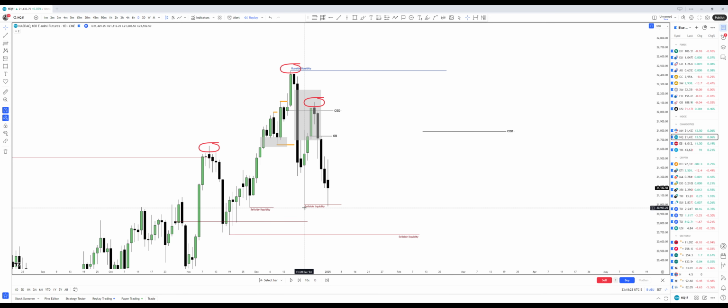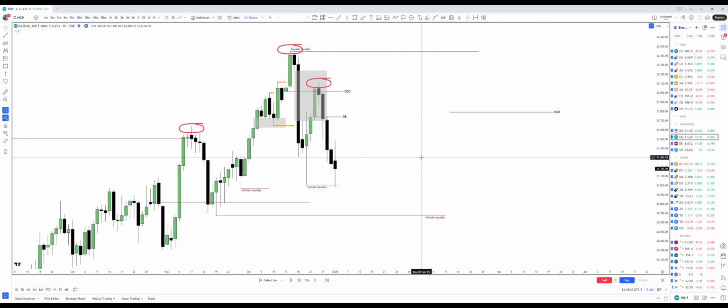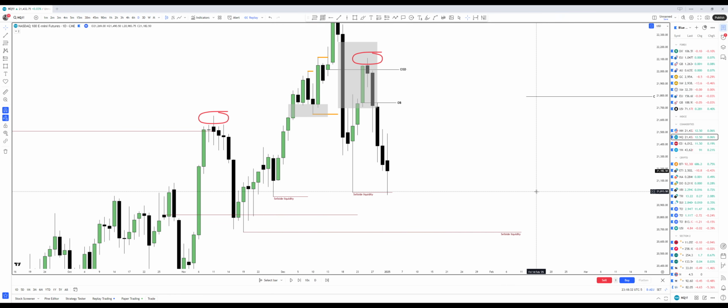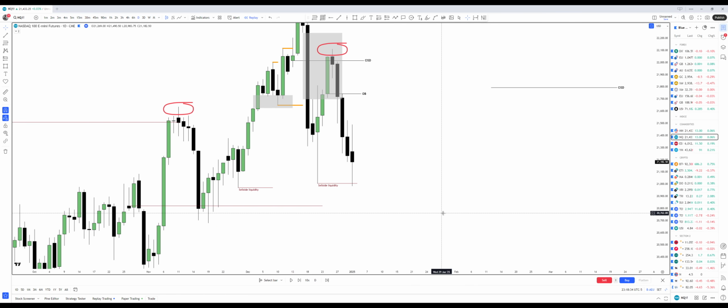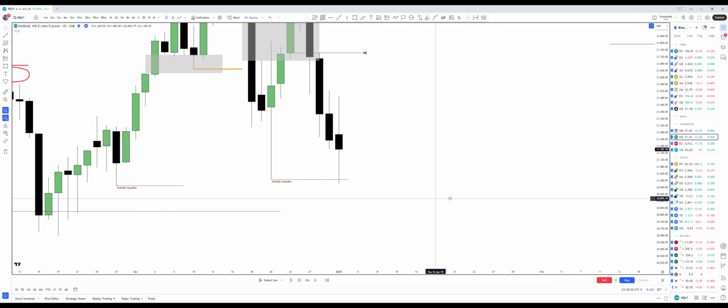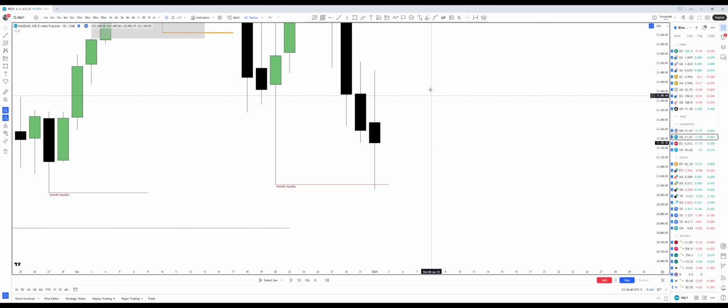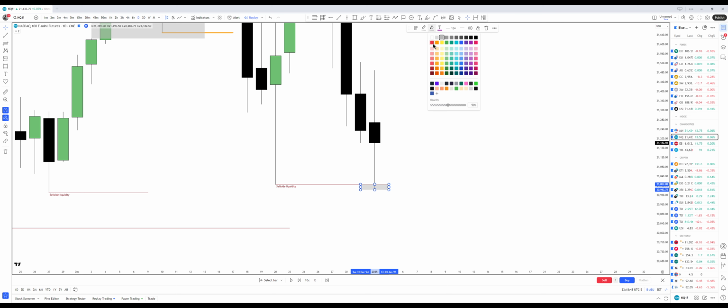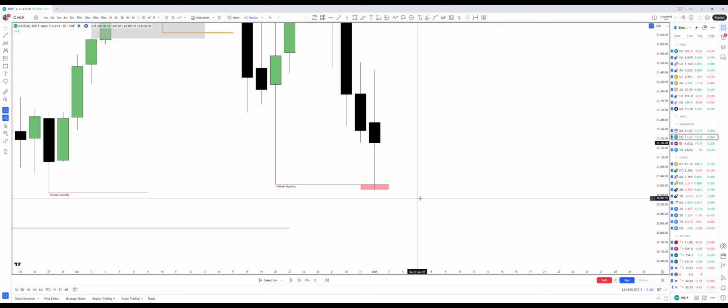When price, now we took, what did we take out here? We did two things right here, right? What we did was we took out liquidity. But for me, I want you to be very careful on what I'm about to say. This right here is not a liquidity sweep. For me, I'm talking about my own experience and my own perspective.